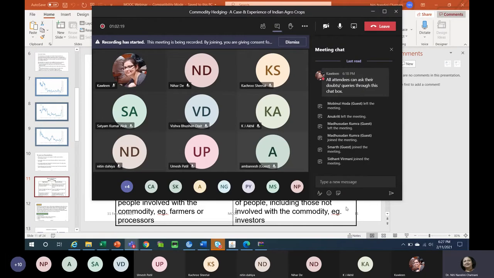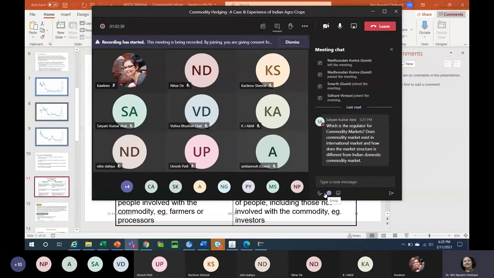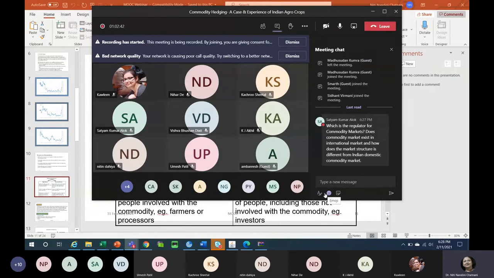Now, I don't see any questions for the time being. So I assume that I can proceed without. Okay. So Satyam has a question. Which is the regulator? Okay. Very good question, Satyam. Does commodity market exist in international market, and how is the market structure different from Indian domestic?